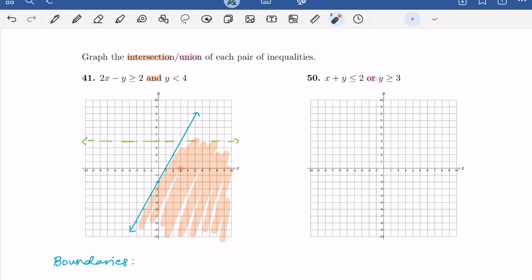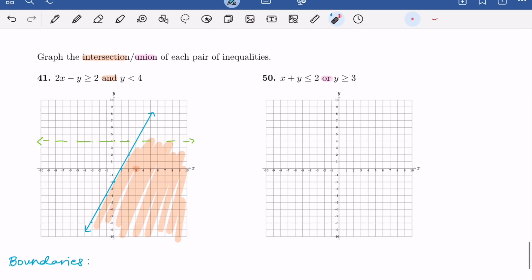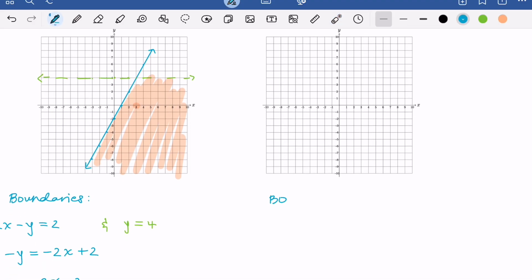And we're going to look at something similar with question 50 here. In this case, we're looking at the union of these two regions. So we're going to be shading everything. Okay, so we're going to repeat the same process. Again, we're going to have two different boundaries. We're going to have this one and this one here. So let's write this down here.